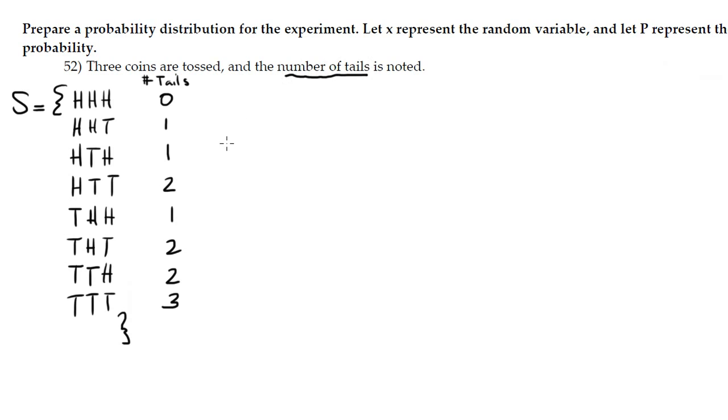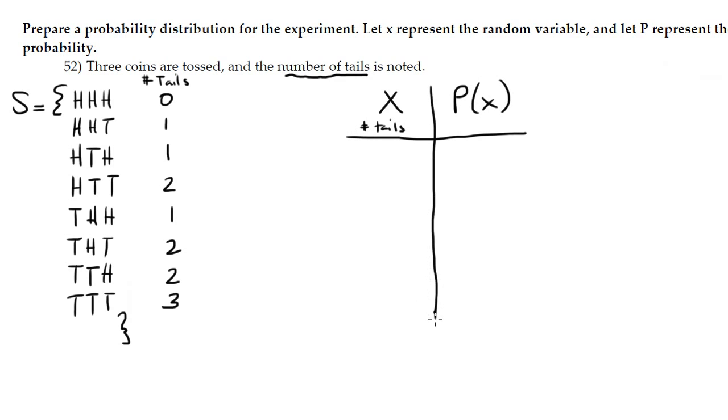So now let's try to create this probability distribution. X represents the random variable, and the random variable here is the number of tails. And P represents the probability of that value. So I can have 0 tails. What's the probability that I have 0 tails? Well, only 1 outcome out of the 8 had 0 tails. 1 out of 8.